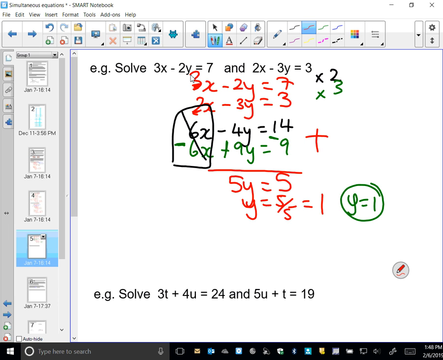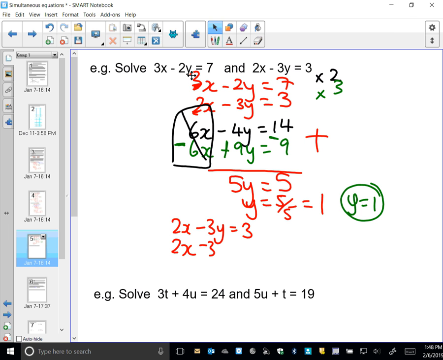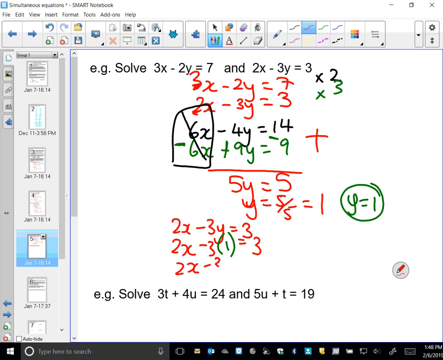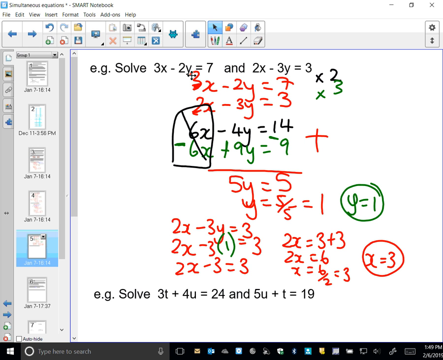So I've got 2x minus 3y equals 3. You can choose whichever one you want. I can't stress this enough. So 2x minus 3 equals 3, so 2x equals 3 plus 3. So x is 3.